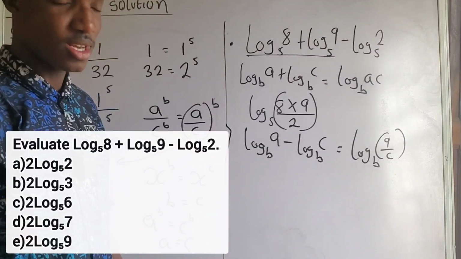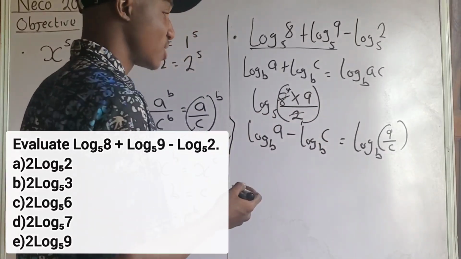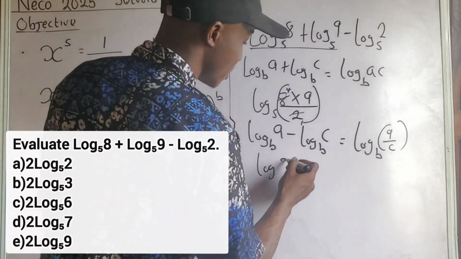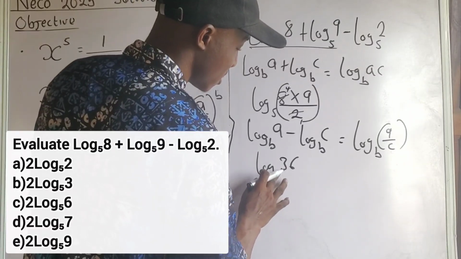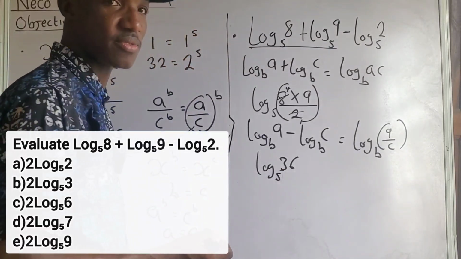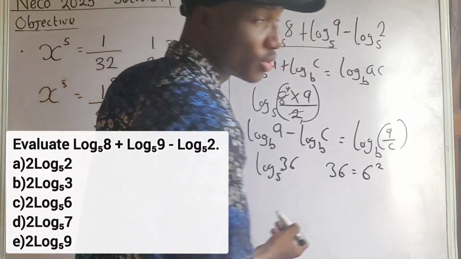Do you get it? Okay, so 2 into 2 is 1, 2 into 4 is 2. 4 times 9 is what? 36. So, I have log 36 base 5. Now, 36 can be written as 6 raised to the power of 2, you know.